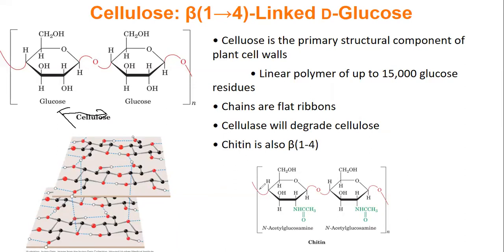Now, chitin has the same linkage, beta 1,4, but it is a slightly different sugar. It has this acetyl group here on position 2, and that makes N-acetylglucosamine. So it's basically glucose with this little addition. And that little addition makes that hard chitin that's found on beetles and other insects, making that very hard shell. The only difference between chitin and cellulose is just this amine substitution.